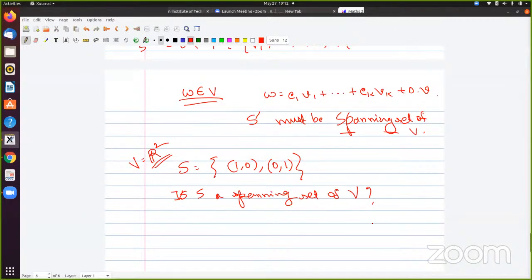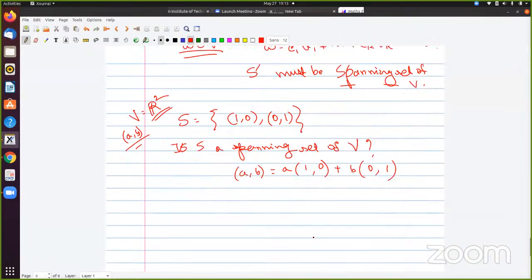And these you have to answer. Why? Because a linear combination of them can give any point in R2. Is it clear to everyone? Yes, sir. So any element of this is of the form a comma b. I can write any element as a linear combination of 1 comma 0 plus 0 comma 1. Correct? So S is a spanning set. The answer is yes.